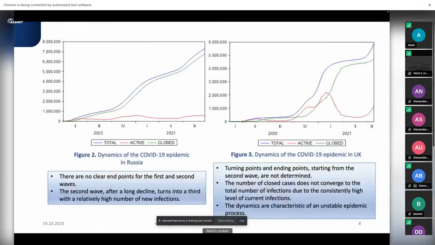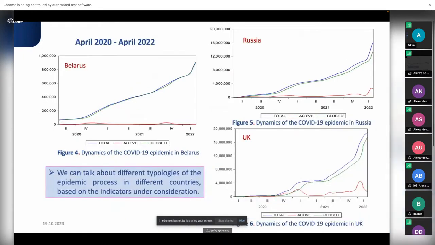In many countries like Belarus, Russia, and the UK, we can see a very high level of the active COVID-19 epidemic.